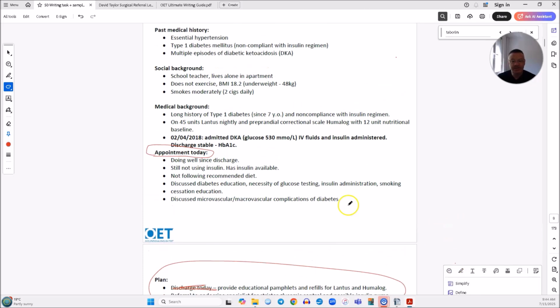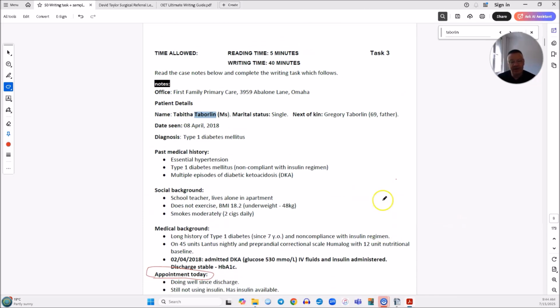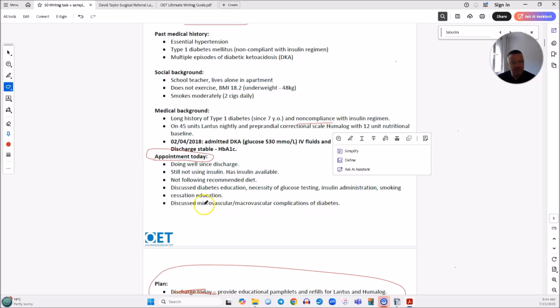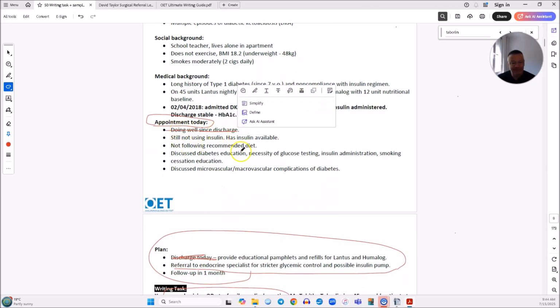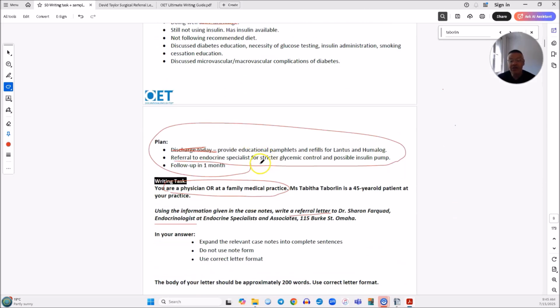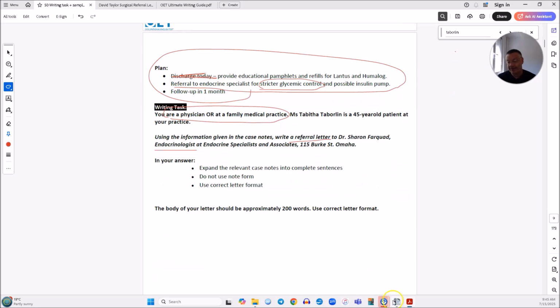So it doesn't. So what do we have here? Anyway, let's continue. So diagnosis, past medical history, school teacher, exercise, long history of non-compliance, still not using insulin, not following the diet. So she's basically not doing what she's been told. Okay, so she needs some education. Well, let's see.